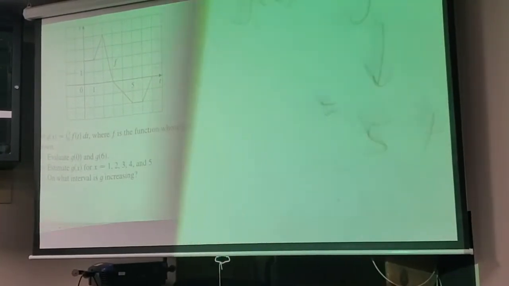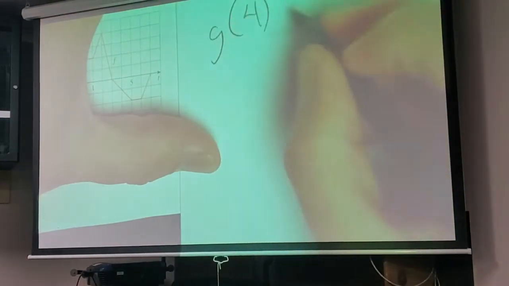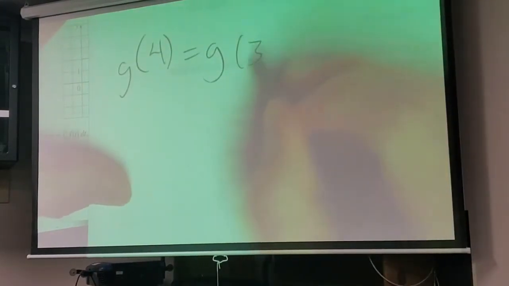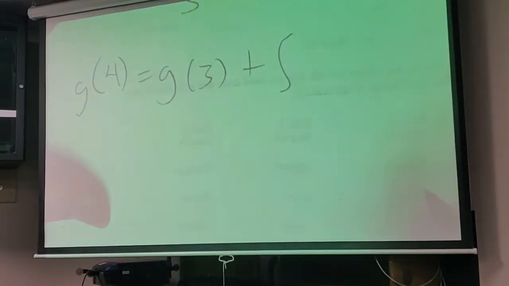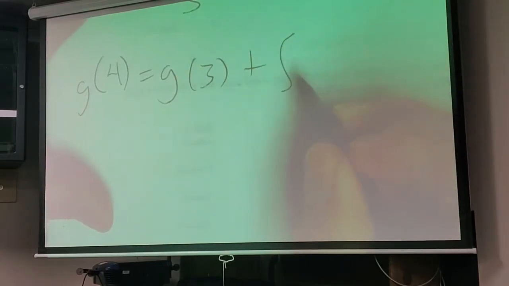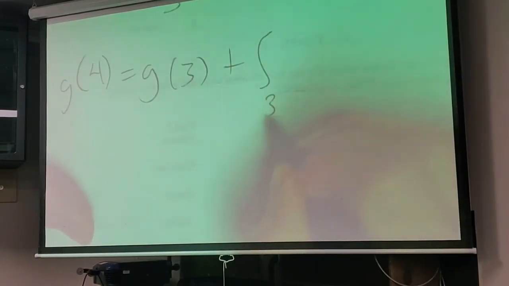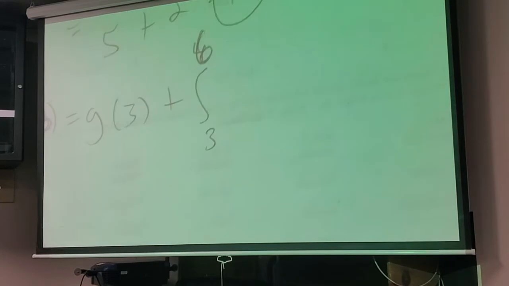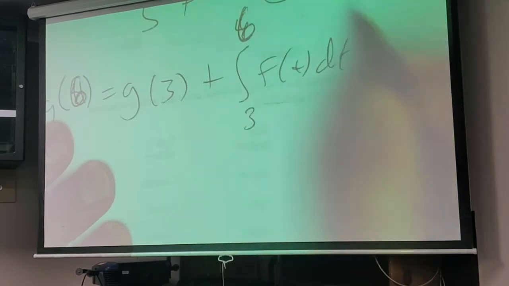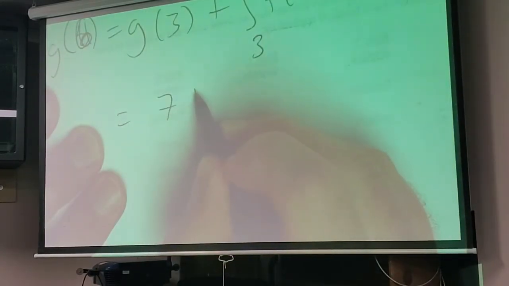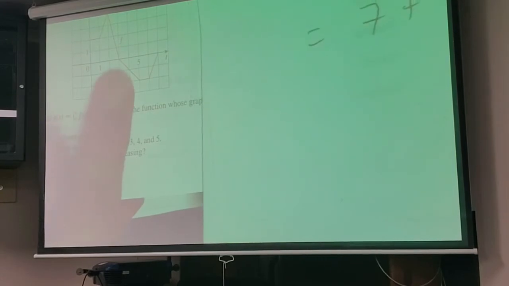Okay. So what's g of 4 going to be? Well, it's going to be g of 3 plus what integral will I write here? 3 on the bottom, 6 on the top. Oh, they went to 6. Thank you. Wow. Okay. So now they do a big step. So it's going to be 7 plus, what do I pick up?